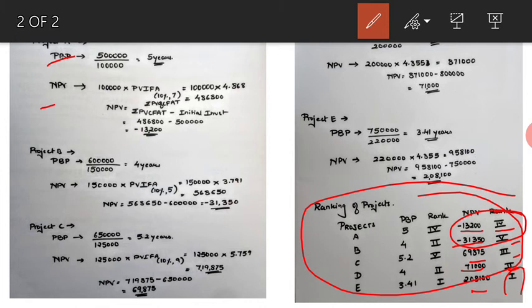Similarly, in different problems, they may ask you to calculate ARR, they may ask you to calculate PI, they may ask you to calculate IRR, and then rank the project. So this is how we rank the project. I hope you're clear with these calculations.